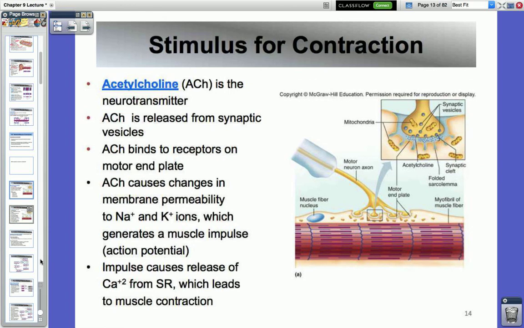So, what is the message? What is the neurotransmitter? The neurotransmitter that is going to be released from the motor neuron is acetylcholine. Sometimes you see ACh for short, but that is the neurotransmitter that's being released, and it's released into this synaptic cleft. Okay?